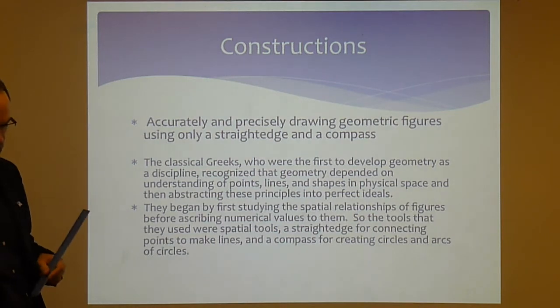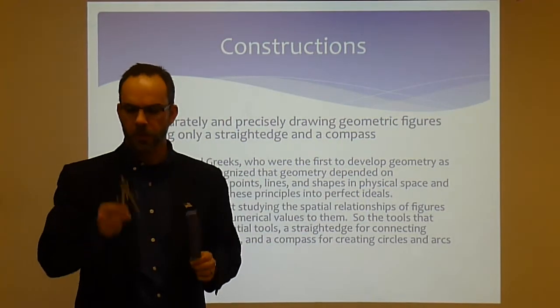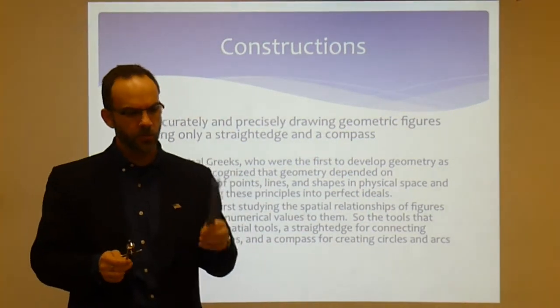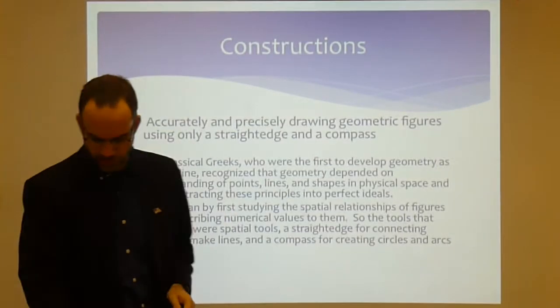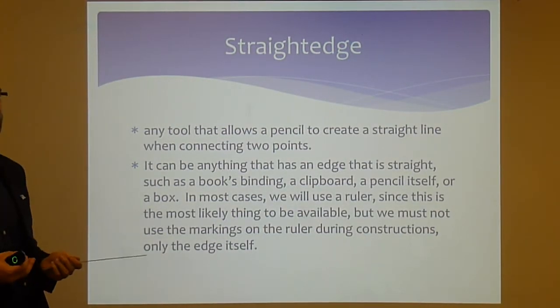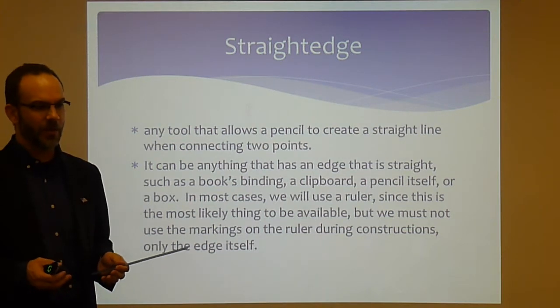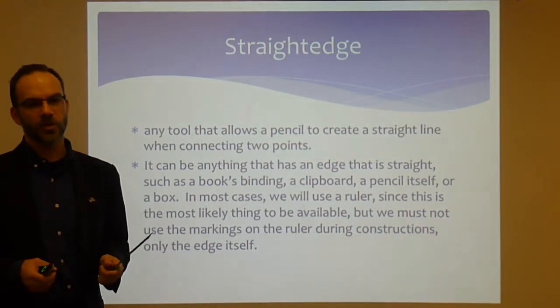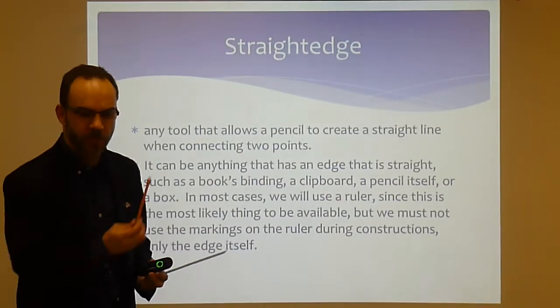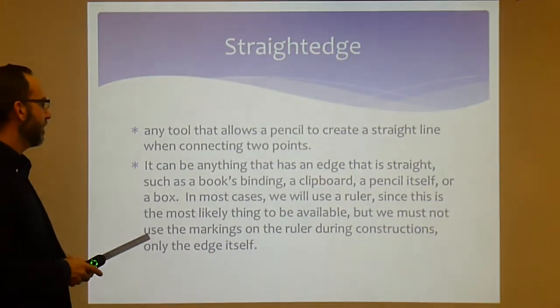So the only two tools that you really need are a compass and a straight edge. Can't have the numbers on there. Straight edge. Alright, so straight edge. Any tool that really will allow you to draw a straight line. I've even had students that, out of desperation, used another pencil. Because a pencil has a pretty straight edge there. You could use a pencil as a straight edge. So it could be anything.